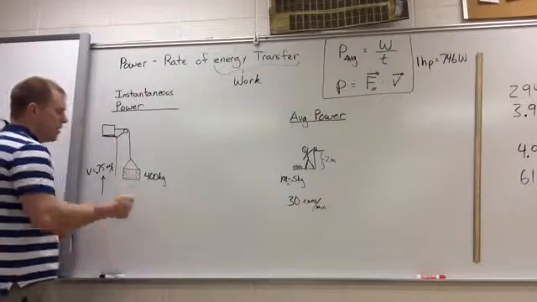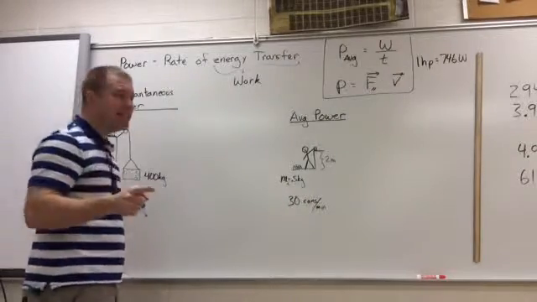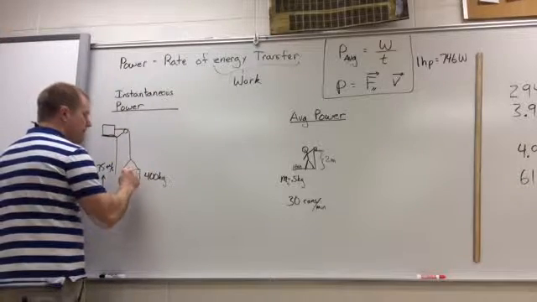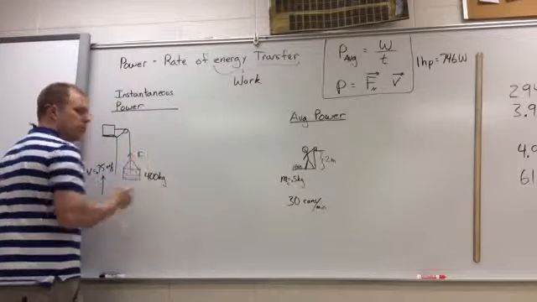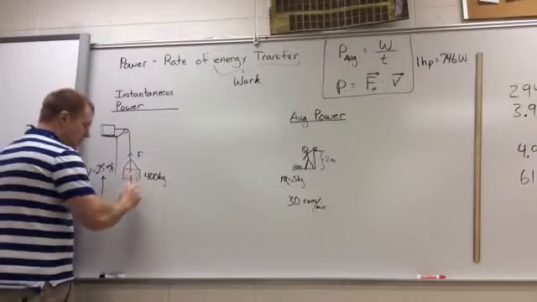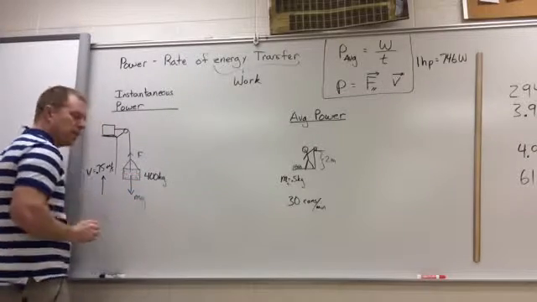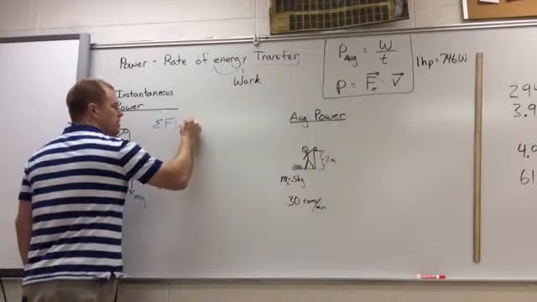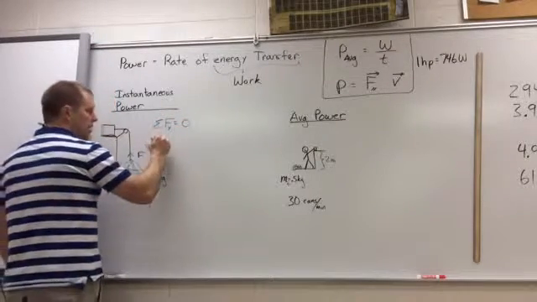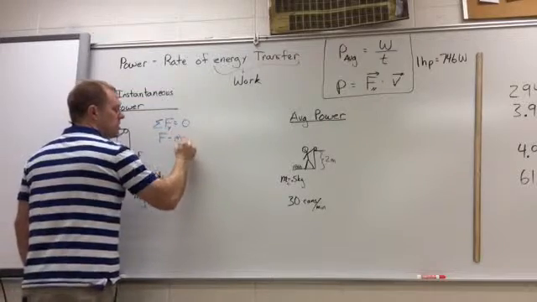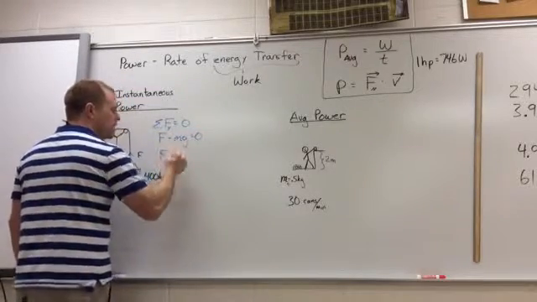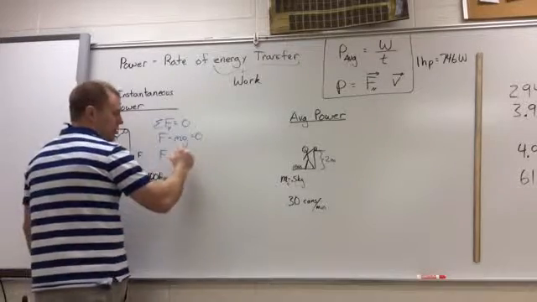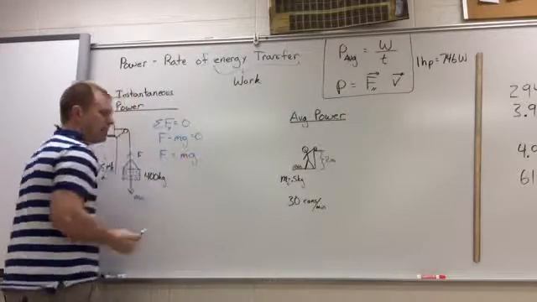On my object here, I'm trying to find an instantaneous power, so I need a force. Here is the force that my motor is exerting. I also have gravity acting on it. Because it's a constant speed, the sum of the forces is going to be 0 in the y direction, and so I have the force minus mg equals 0. So the force my motor is applying is equal to the weight of the bricks, my mass of bricks times gravity.